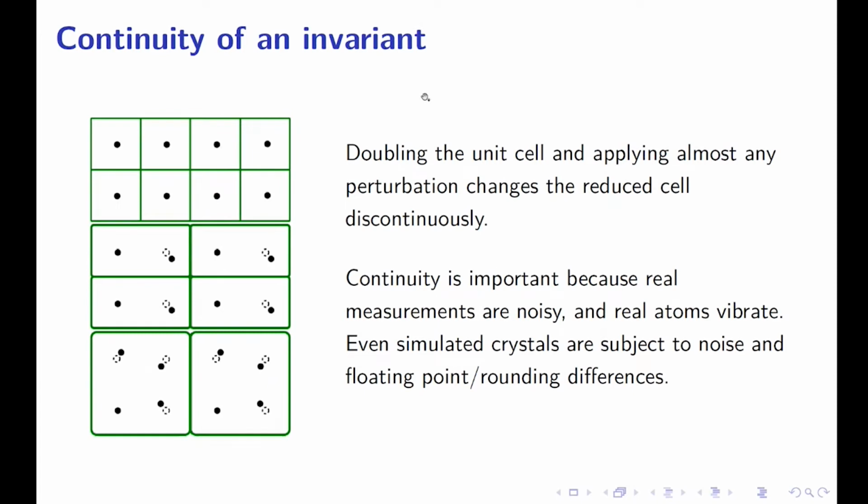But we don't just want invariants, because it's not quite enough for what we like. The problem with, say, a reduced cell is discontinuity. So in this sort of toy example, we double the unit cell and apply a small perturbation, and the reduced cell discontinuously doubles. So we get a very, very different reduced cell for these very similar periodic sets as input.